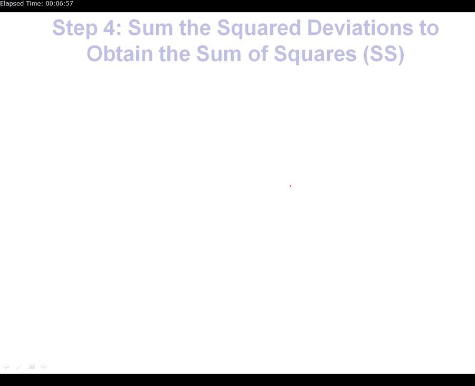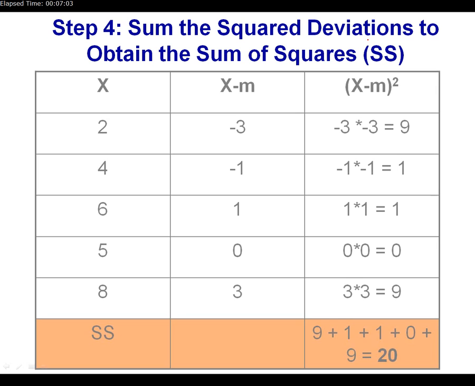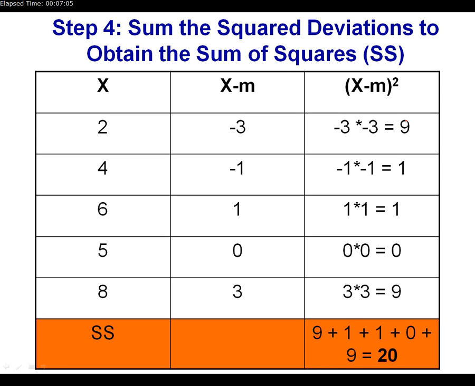And let's jump to the next slide to do step 4. We're going to sum the square deviations to obtain the sum of squares. So we're going to add the numbers that we just computed up right here, and 9 plus 1 plus 1 plus 0 plus 9 equals 20, and that is the sum of squares.